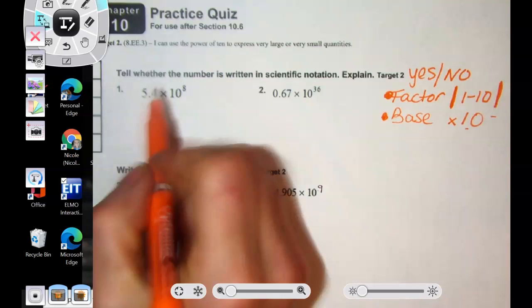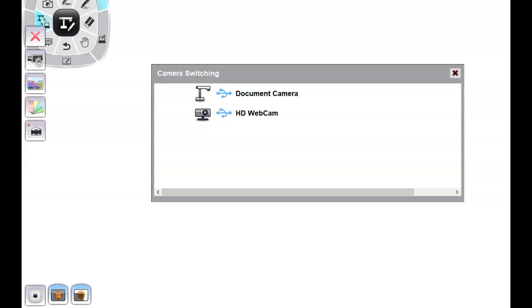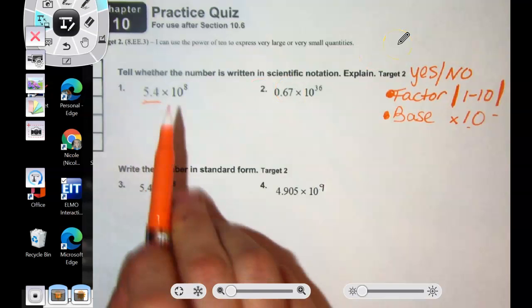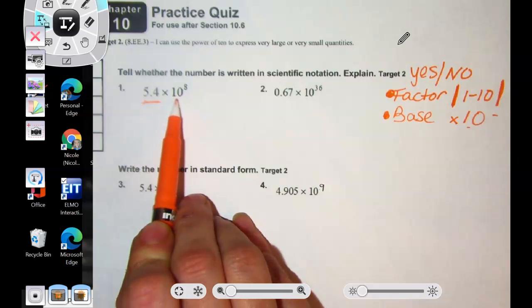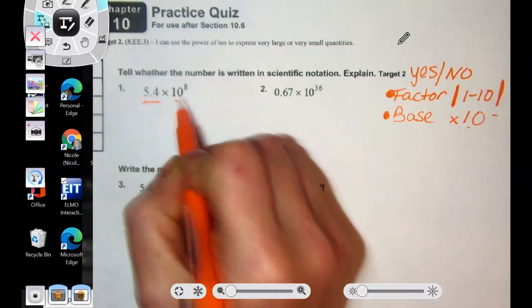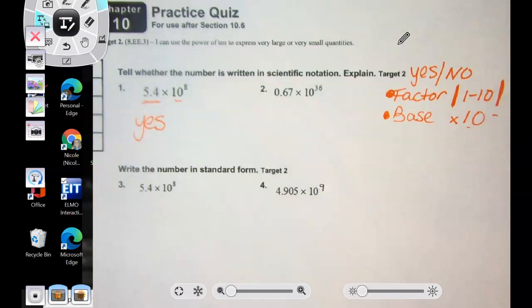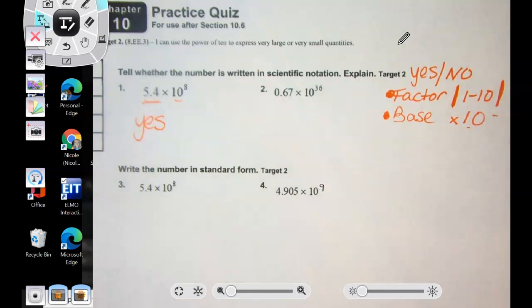So number 1, I'm going to look at the factor, 5.4. Is that between 1 and 10? Yes, it is. Oops, sorry about that. Gave out for a second. So yes, it is. And then we are going to look at the base. Is that times 10? So that's also a yes. So this means yes, it's in scientific notation. We don't really need to explain on this part. I'm not going to worry about that for the quiz.